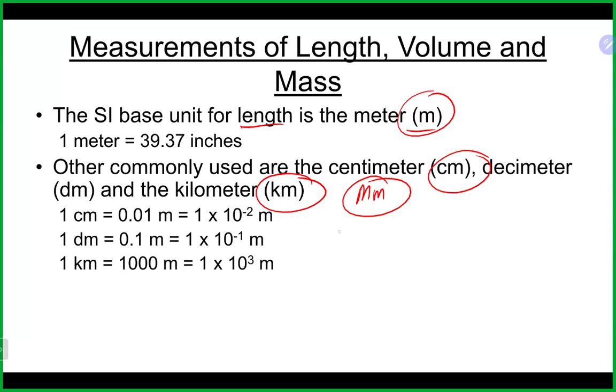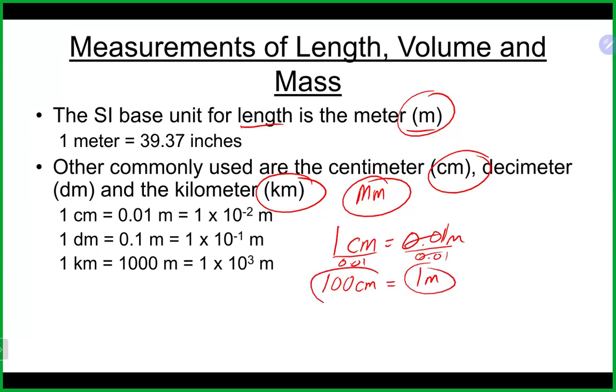So 1 centimeter equals 0.01 meters. By the way, that is the same as saying 100 centimeters to 1 meter. We get that, by the way, by dividing. This becomes 1, and this becomes 100, basically. So you could use that kind of conversion either way. 1 centimeter equals 0.01 meters, or 100 centimeters equals 1 meter.